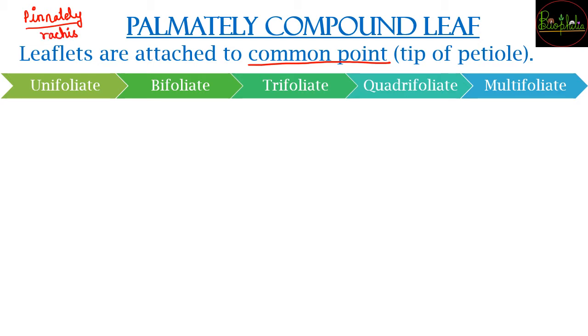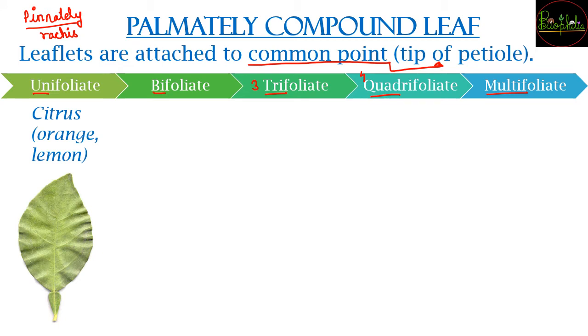Okay, so on the branches the leaflets were present, but if you speak about palmately compound, then they will have a common point, and that common point is nothing but the tip of the petiole. So in this also you are going to have divisions, that is unifoliate, bifoliate, trifoliate, quadrifoliate, and multifoliate. So now it depends upon how many leaves are going to be attached onto the common point.